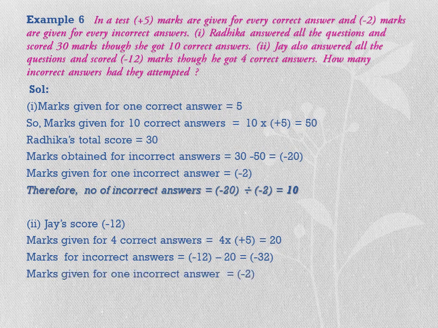Marks given for one incorrect answer is equal to negative 2. Therefore, number of incorrect answers is equal to negative 32 divided by negative 2. That is equal to 16. That is, negative 32 is the marks for incorrect answers, divided by the mark for one incorrect answer, which is negative 2. You will get the number of incorrect answers is equal to 16.